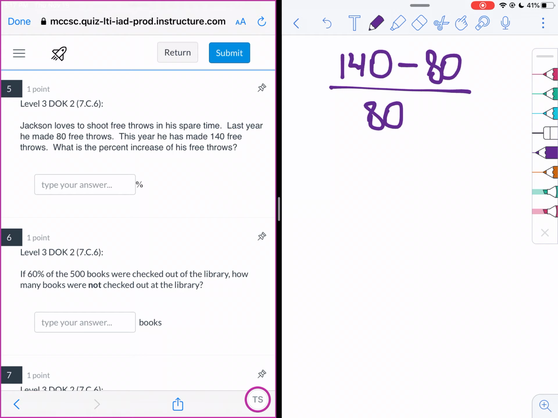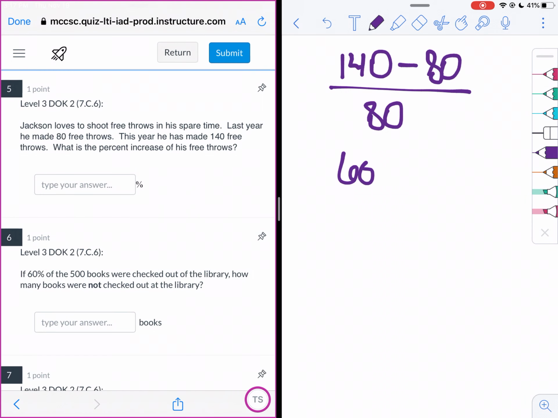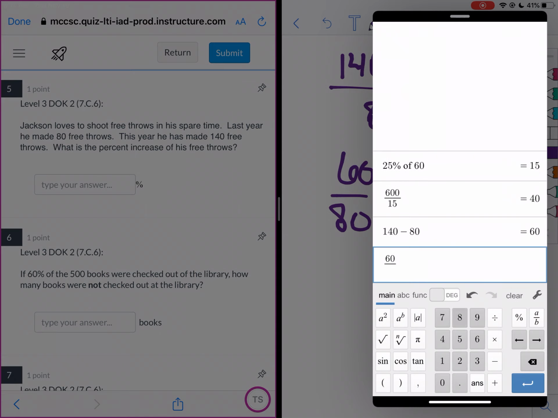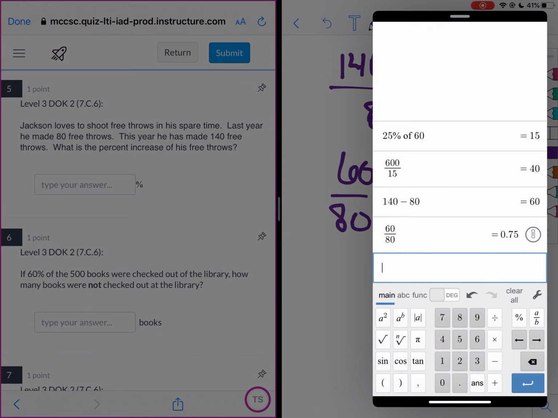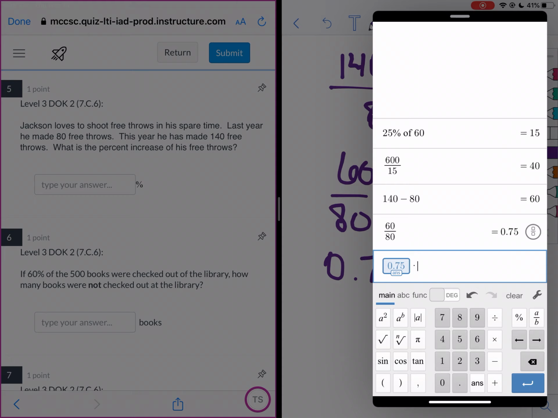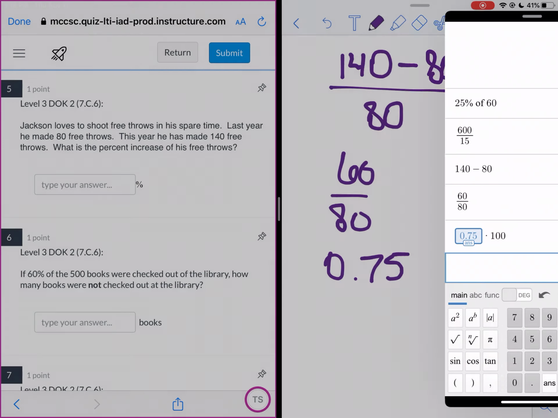So 140 minus 80 is 60. And then we have 60 over 80 equals 0.75. But remember, it's not 0.75%. We have to either multiply our answer by 100 or move our decimal place 2 places. So if we multiplied by 100, we get 75.